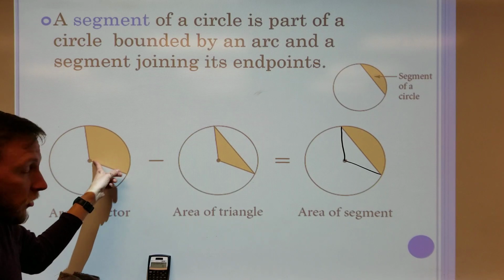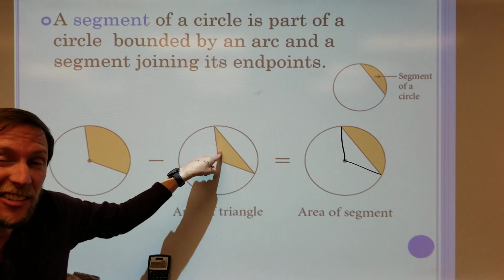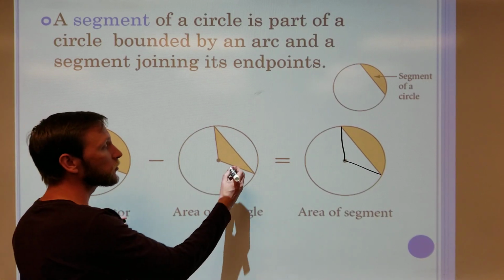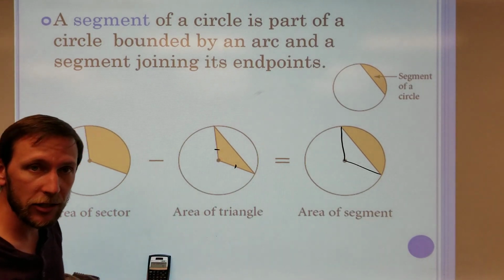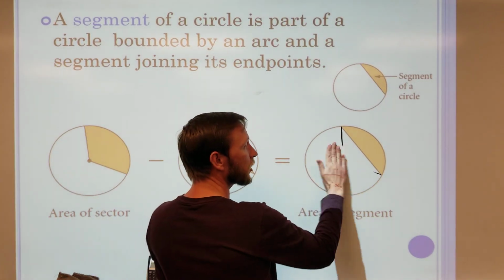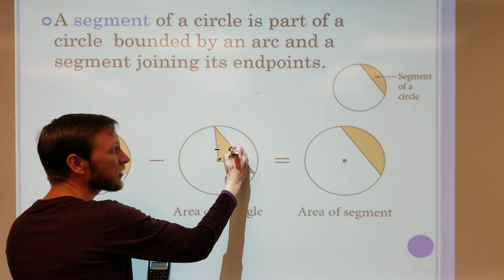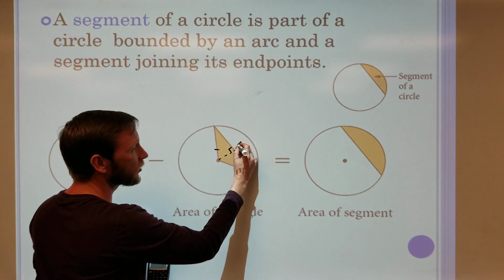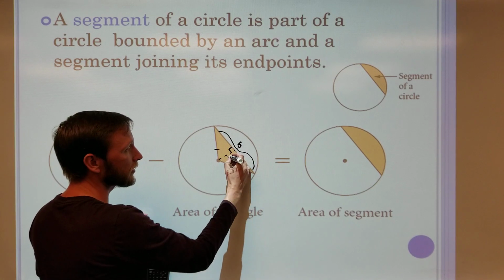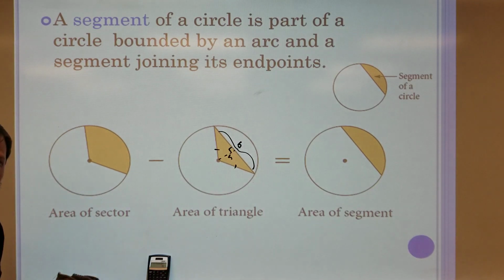You're going to get familiar with the sector part, and this is going to feel very comfortable, but the triangle is going to be tough. The reason why it's tough is because we are dealing with an isosceles triangle. And so finding the area of that isosceles triangle, again, is 1/2 base times height. We need to know the length of this chord for the base, and then the length of that segment will be the height.